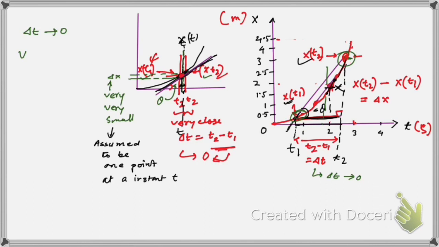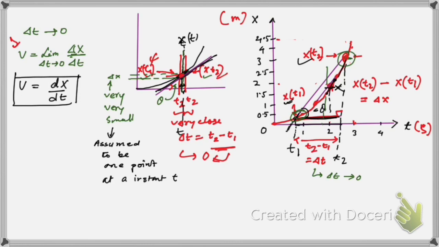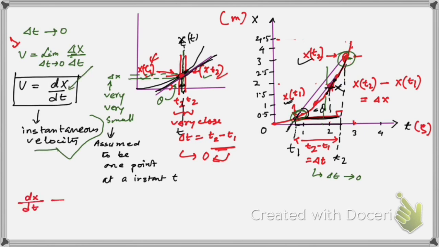Then we will write the instantaneous velocity v. This v represents the instantaneous velocity, and it is given by the limit as del t tends to 0 of del x by del t, and this is written as dx by dt. So this is nothing but the rate of change of position with respect to time t, right? And this is the instantaneous velocity. This gives the rate of change of x with respect to t, right? So hope you have understood this.